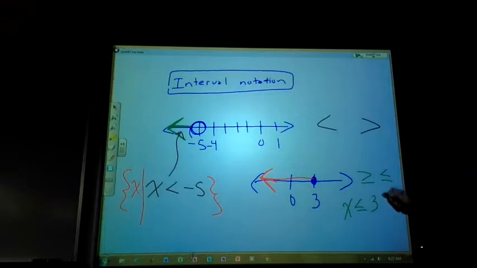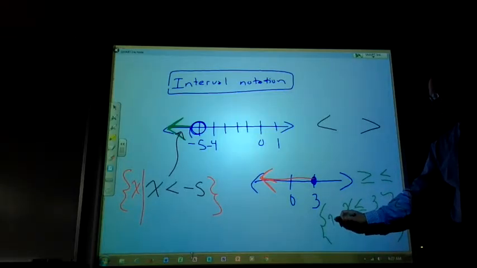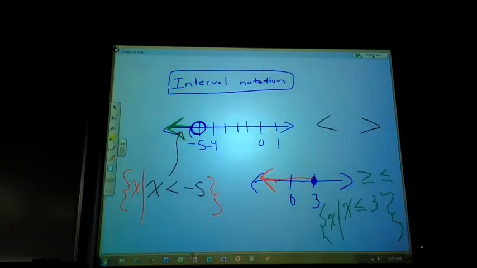Interval notation, fancy bracket: x such that x is less than or equal to 3. It's pretty simple, huh? No? What, draw in the bracket? What part? So let's back up. Are you okay that if it's an open circle, you use one of those two? Are you okay if there's a closed circle, you use the equal sign?